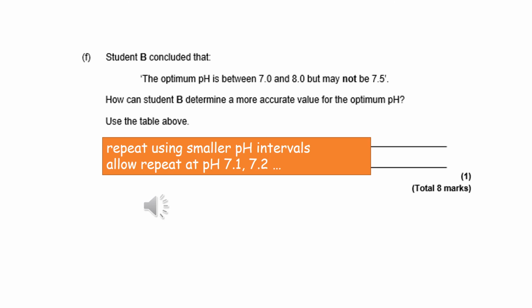Student B concluded that the optimum pH is between 7.0 and 8.0, but may not be 7.5. How can student B determine a more accurate value for the optimum pH? Use the table above or the table that was mentioned in the previous slide. The student should repeat the experiment using smaller pH intervals.